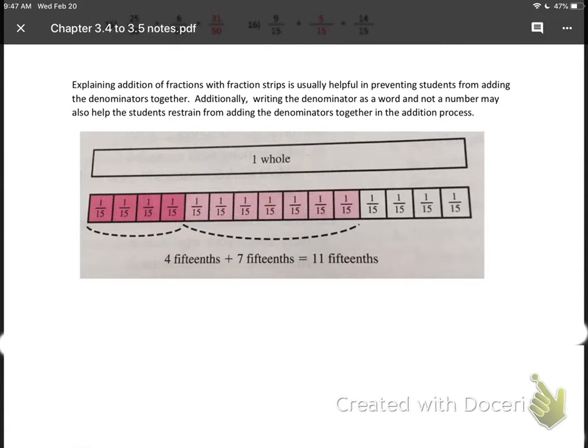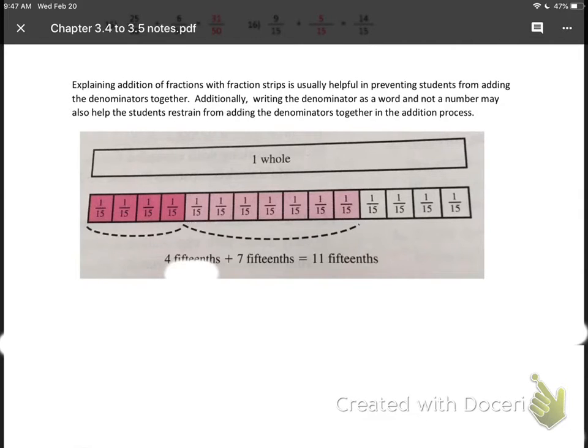Okay, I do find that explaining addition of fractions with fraction strips is very helpful in preventing students from just going crazy and adding the denominators together, adding the numerators together, all in one fell swoop. They kind of go on autopilot, and that's the result of addition. But when you tie it into this fraction strip, I think it's very helpful.